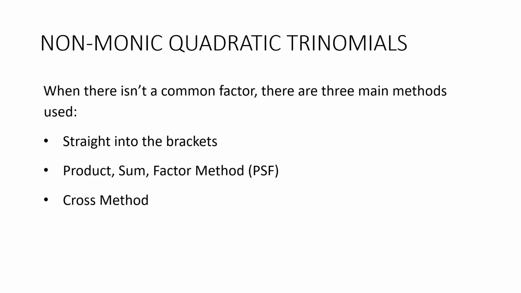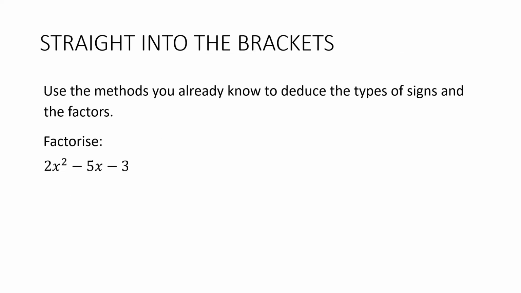Now when there isn't a common factor, there are 3 main methods that we use. Straight into the brackets, product sum factor method, and the cross method. Now if these numbers here and here are sufficiently small and they don't have many factors, we can actually just go straight into the brackets.